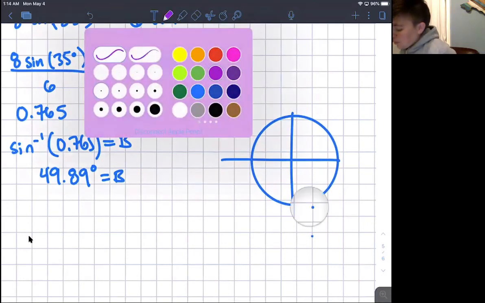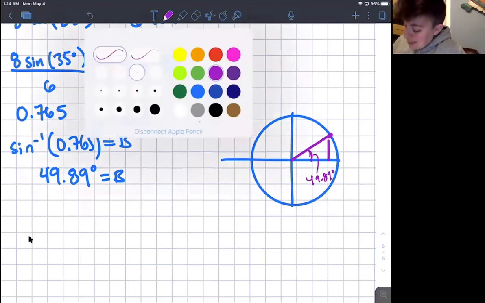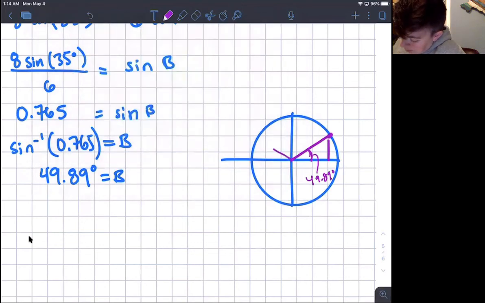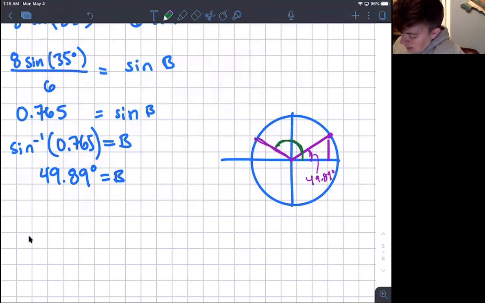Let's draw a possible situation. Let's say that's 49. It's not the side length, Lindsay, right? It's the angle. So this right here, that's 49.89 degrees. So I know that there's going to be a possible angle over here on the other side too. And this, a green angle right there, how are we going to find that? So I know that this right there has got to be the same, 49.89, because I'm looking at the y values, right? Y values.